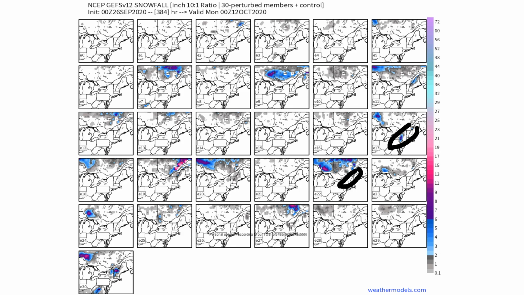We are looking at a couple of these models indicating some snowfall for parts of northern New England, and there is quite a few of them. I would say about 10 of the GFS ensemble members are indicating some snowfall, at least for parts of northern New England and the interior Northeast.